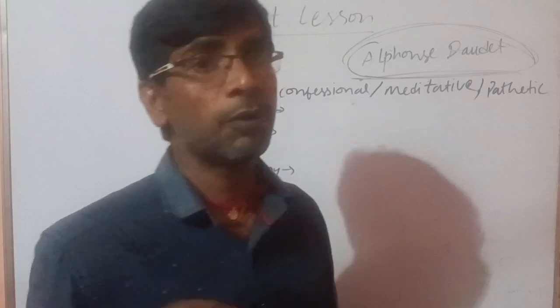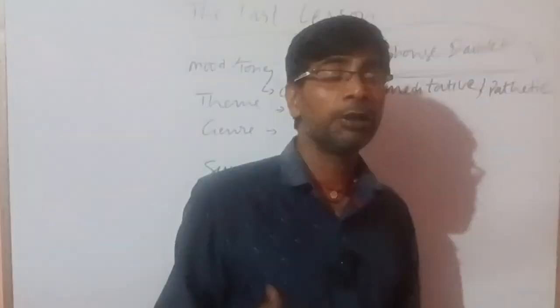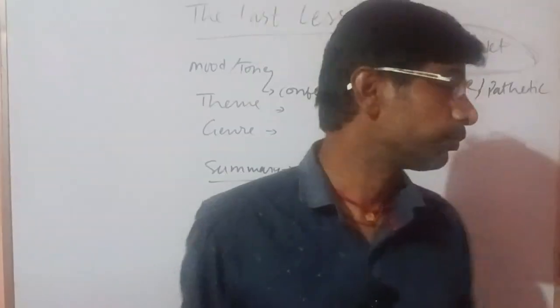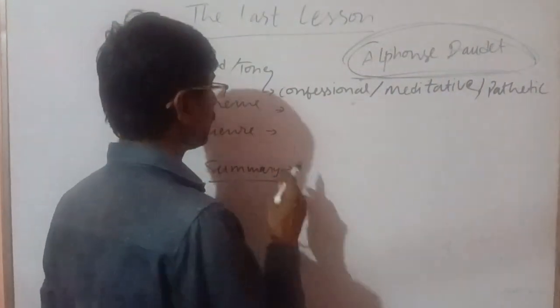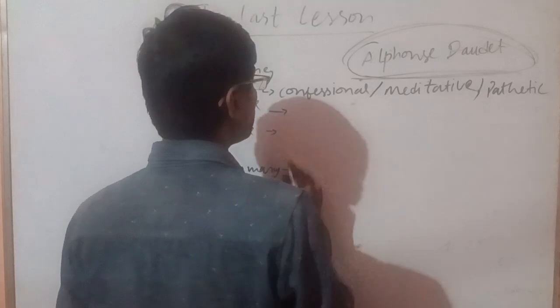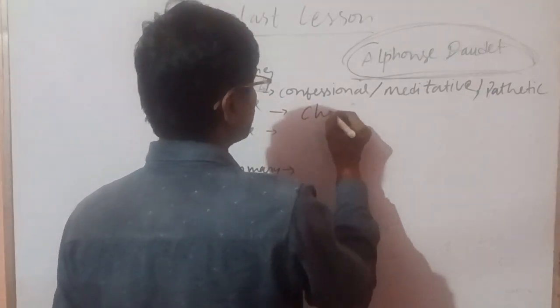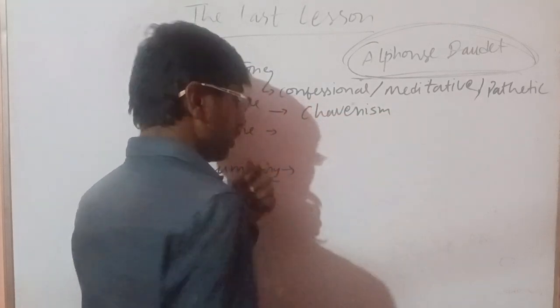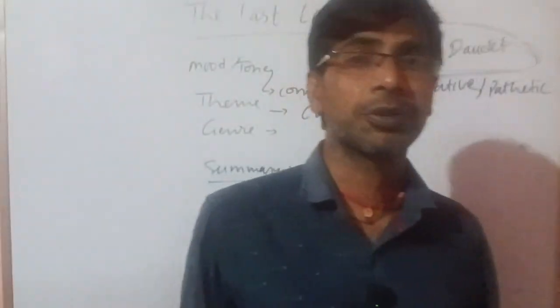Pathetic means full of emotions. So pathos has been employed. So much pathos has been employed in the chapter too. After that, the theme is based on chauvinism. Now, what is the meaning of chauvinism? Chauvinism means over-nationality or jingoism.